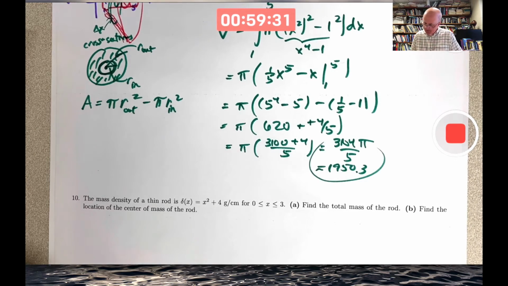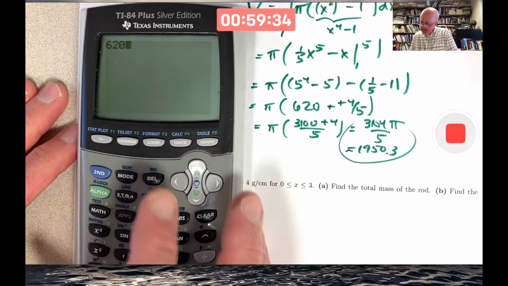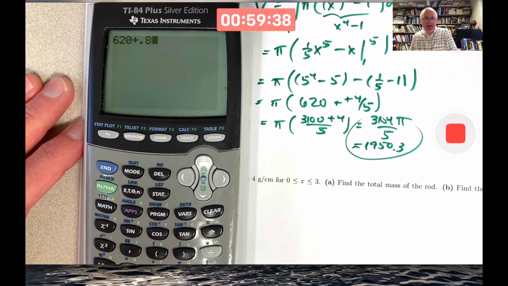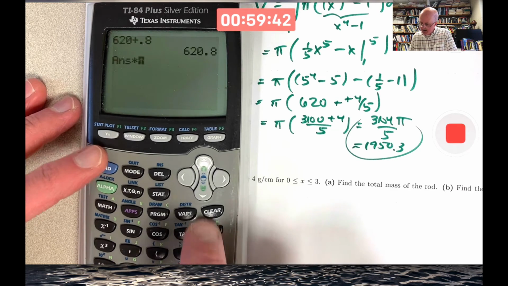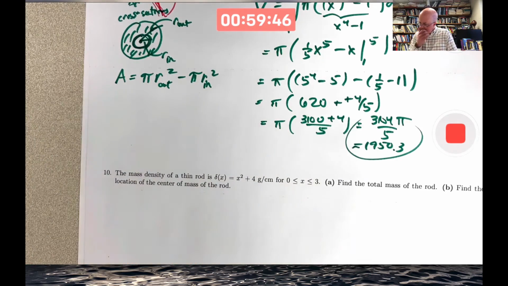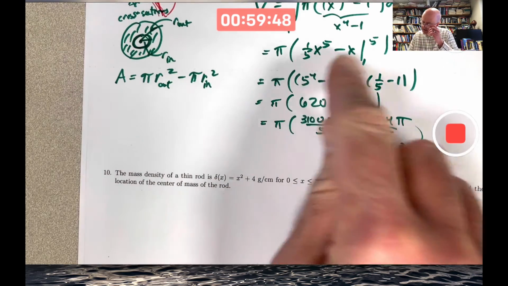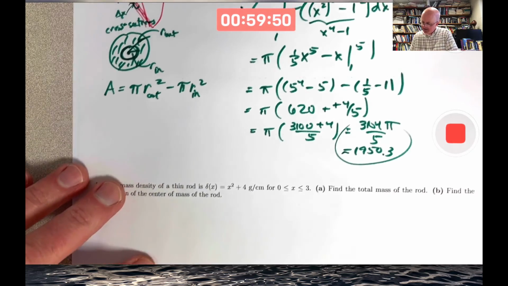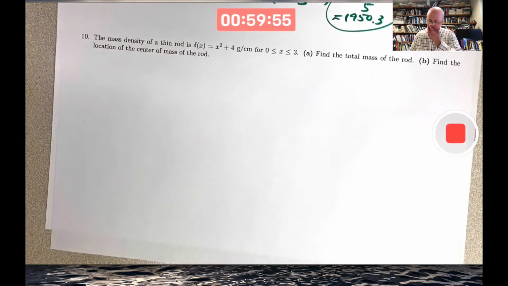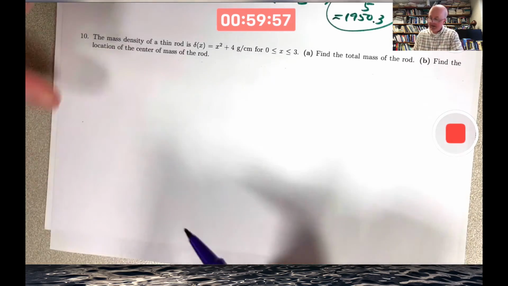Maybe I should check it by doing 620 plus 0.8, at least check my fractions here, times pi. Okay, I guess that's okay. Integration's okay, I think. Okay, I think this is right. I just don't feel very good about it. Anyway, on to number 10. We're getting close to being done here.